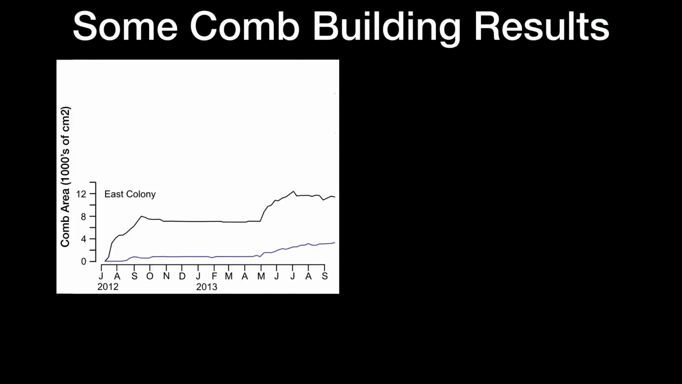Again, the East colony was another one. It builds up really quickly, builds some of its drone comb in that first year, and then in the second year, gosh, they build a lot more comb. They really fill out their nest. They've done quite a nice job. And they also build more drone comb in their second year, and I'll summarize that at the end.